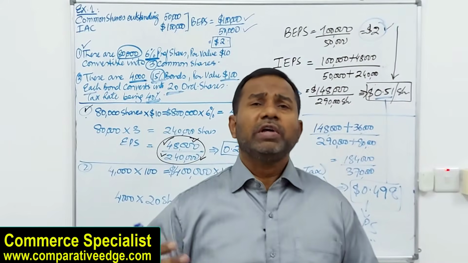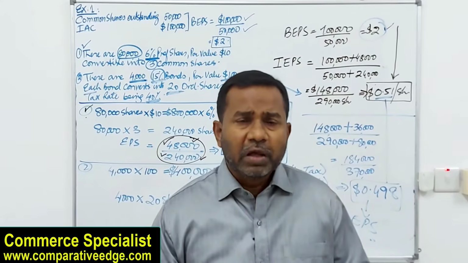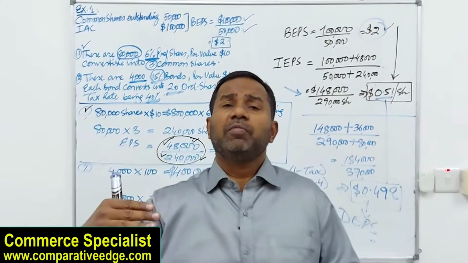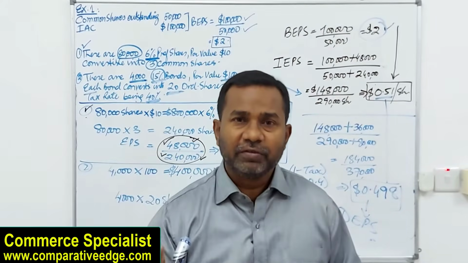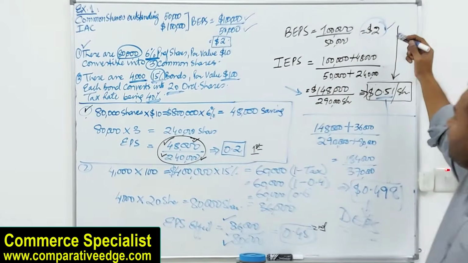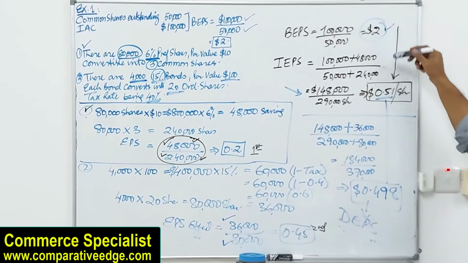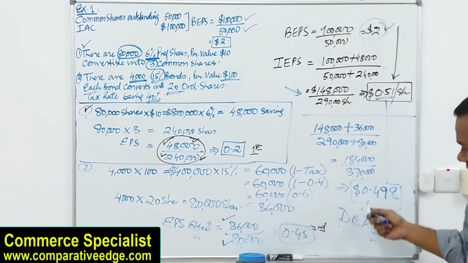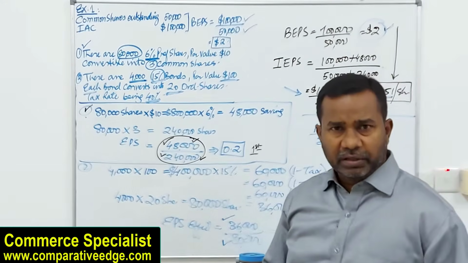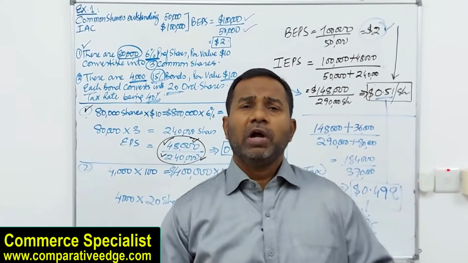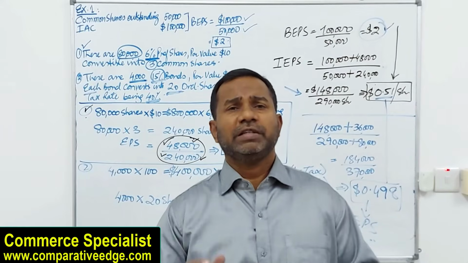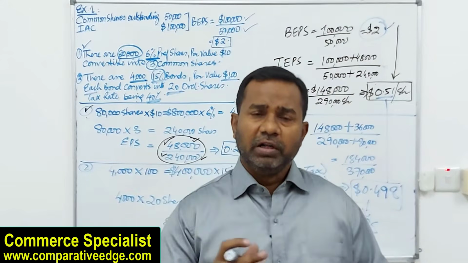If they are converted, worst come to worst, what's going to happen? What's going to happen to a basic earning per share? If the shares and bonds do convert, the EPS will fall from $2 to 0.5, 0.5 to 0.49, and this final is your diluted earning per share. And this is a requirement of IAS 33 and the requirement of ASC 260 for earning per share.